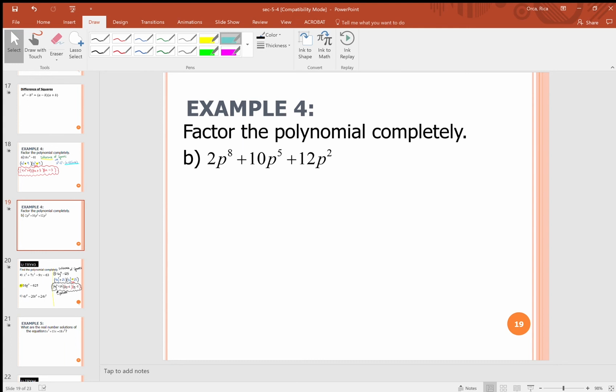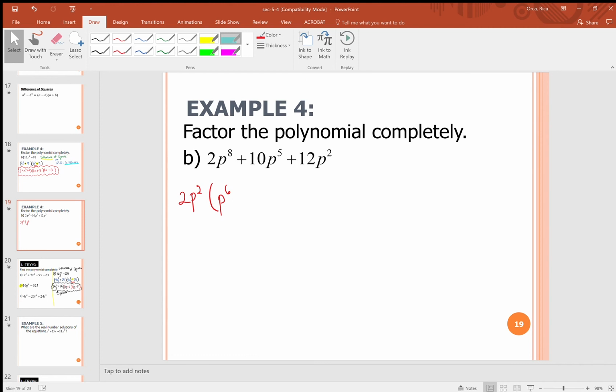We want to factor the polynomial completely. This time we have a trinomial with a degree of 8. The first step is to factor out the greatest common factor. So 2, 10, and 12 are all divisible by 2. They also have a common variable, and the common variable is p squared. You want to factor out the smallest variable. Now let's fill in the rest. 2p squared times p to the 6 is 2p to the 8th.